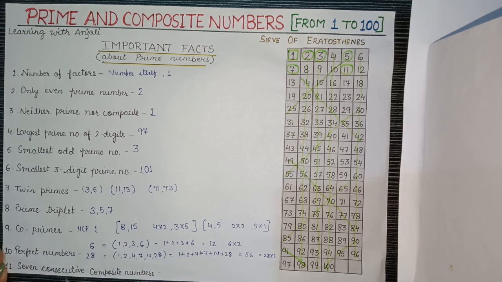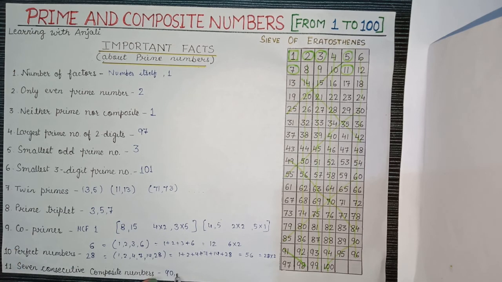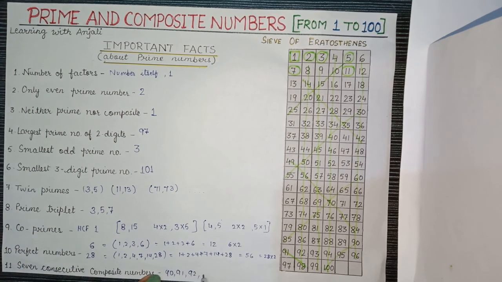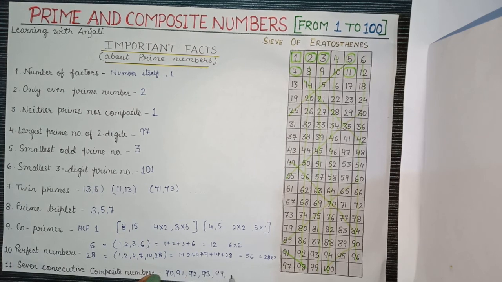Last is 7 consecutive composite numbers that come between 1 to 100. See here. In this chart, we see that 90, 91, 92, 93, 94, 95, 96. In this whole chart, there are only these numbers which are consecutively composite numbers. 90, 91, 92, 93, 94, 95, 96. 1, 2, 3, 4, 5, 6, 7.